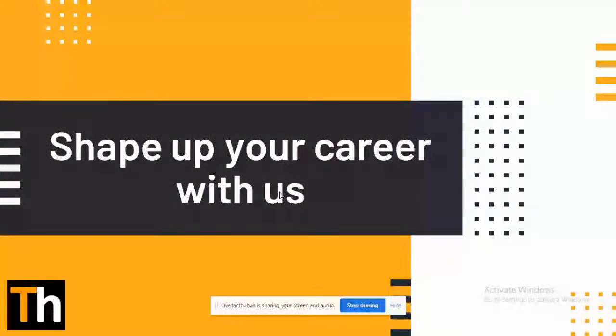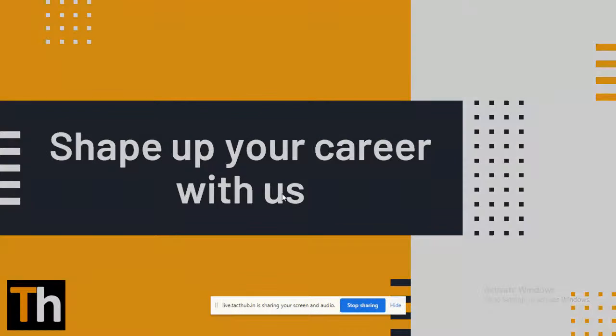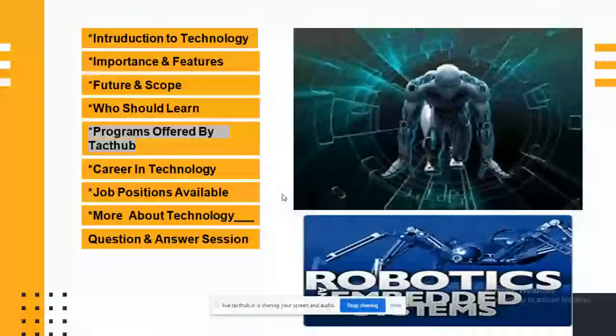The Robotics Society, along with the university, Delhi University, why are we different? I feel we have a strong four points, and that is nothing but commitment, dedication, passion, and profession. What we covered in this introduction: this technology, importance, features, future scope, who should learn. This program offered by TACTUB is on the side. It's just a reading you can take as per your requirement and start.